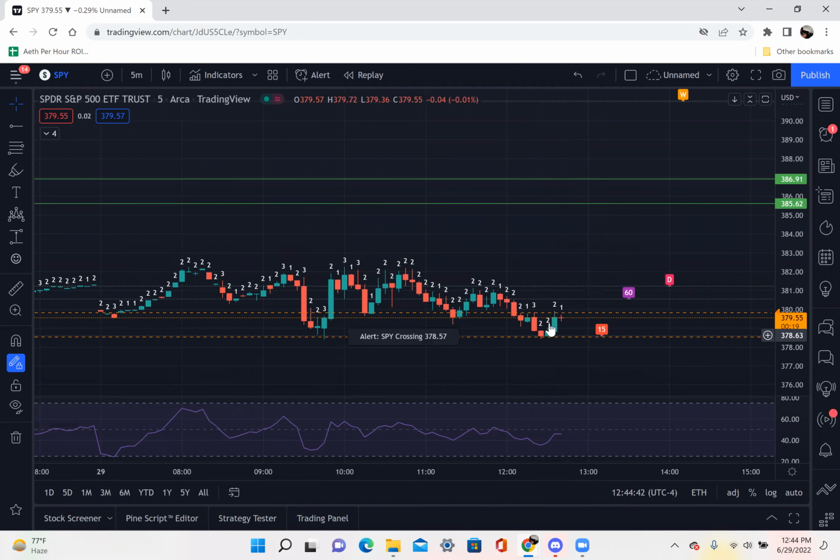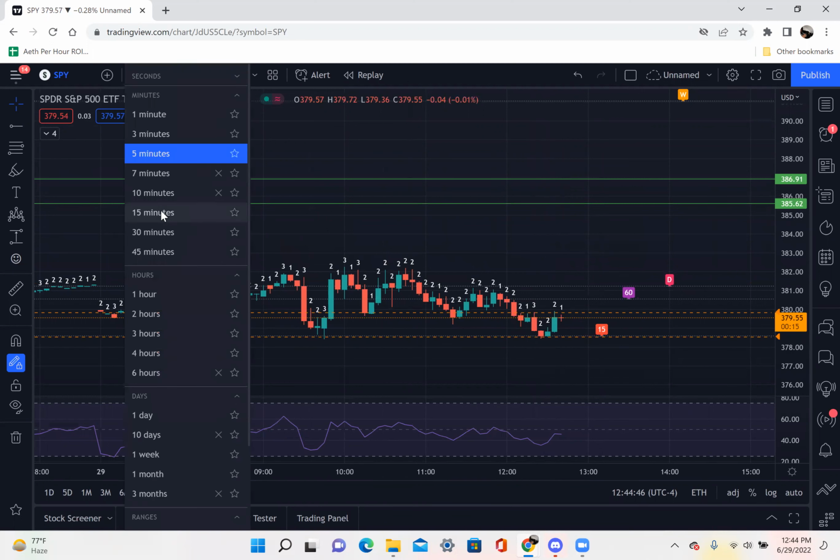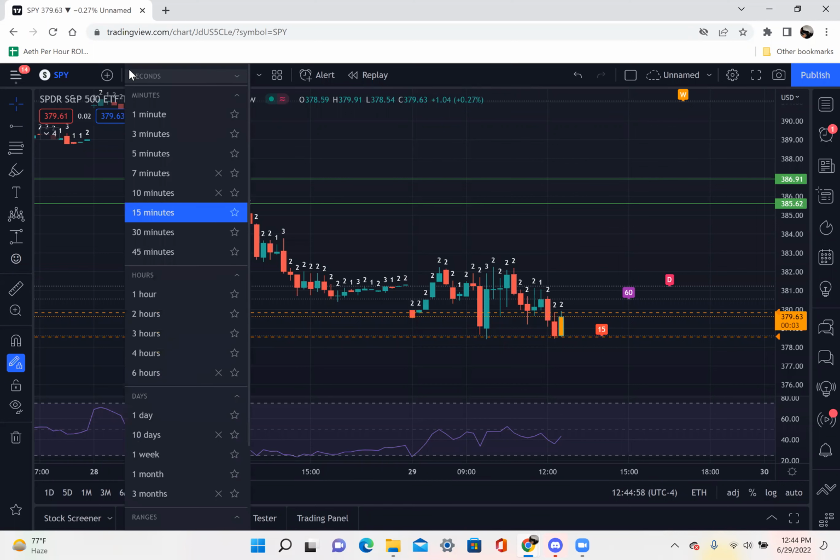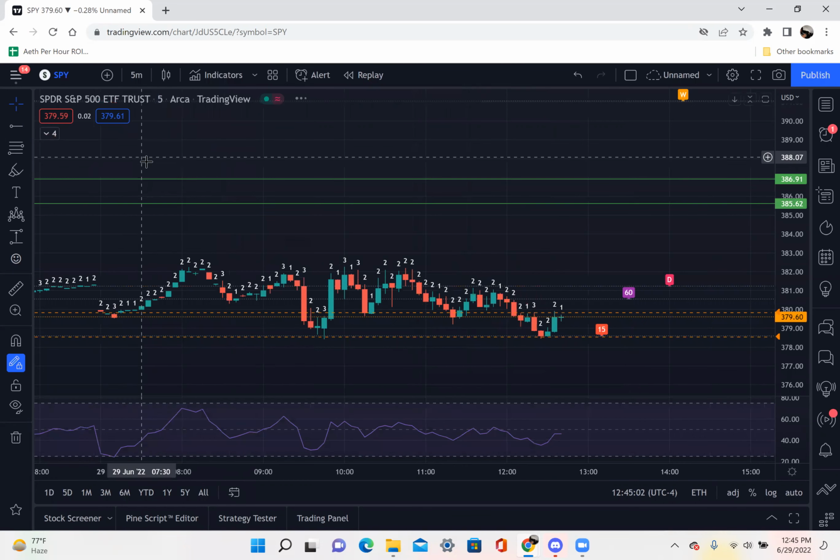Look at your tweezer bottoms, right? That we called on a, forgot what time frame, 15, I think, yeah, on a 15-minute time frame. So this is what I mean by time frames matter, but when you start breaking them down and understanding them in the candlesticks, it makes it easier to trade. Let's go back to the 30-minute.